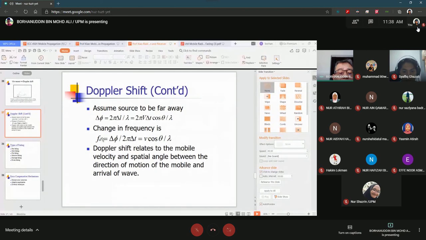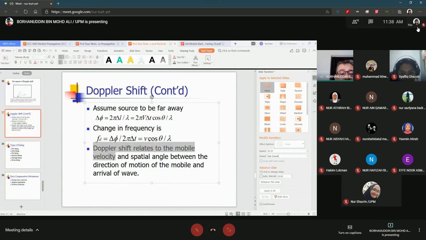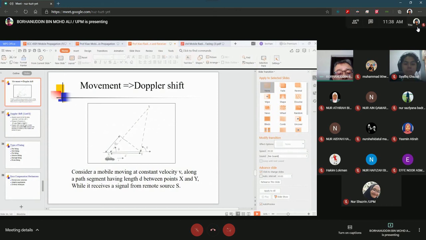So now this shift in frequency will affect your channel. Sometimes your channel will be broader, sometimes compressed. Doppler shift relates to the mobile velocity and the spatial angle between the direction of motion of the mobile and the arrival of the wave. So the channel will have to be good enough to handle this kind of Doppler shifting of the carrier frequency.